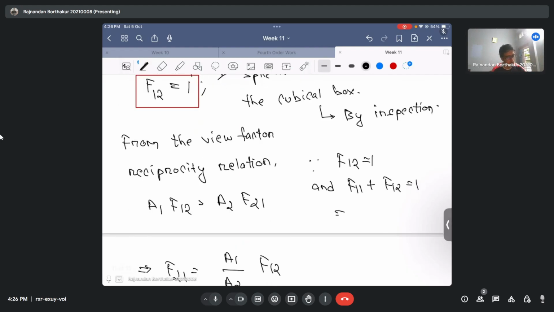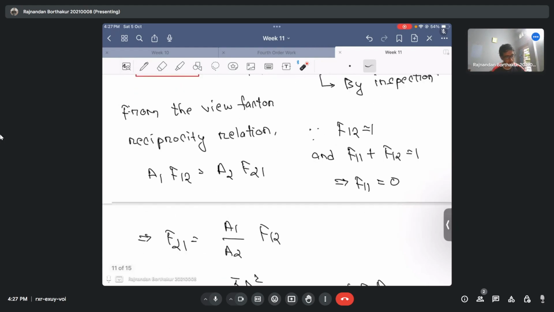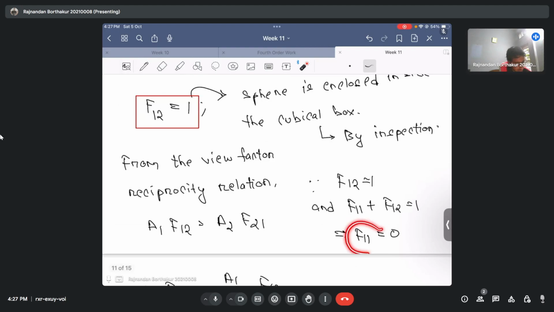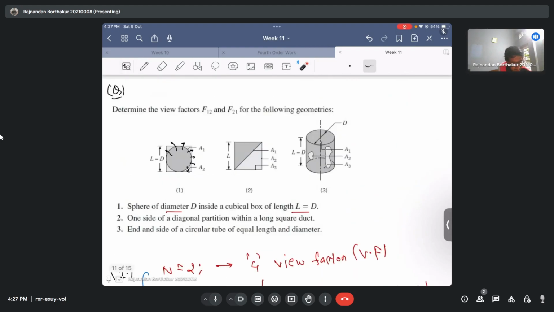Although the question has not asked you, you can also interpret that your F11 has to be equal to 0. This is because your F12 is equal to 1, which we said by inspection. What does it mean? It means that F11 equal to 0 is the fact that no radiation will leave the sphere and fall on the sphere itself.